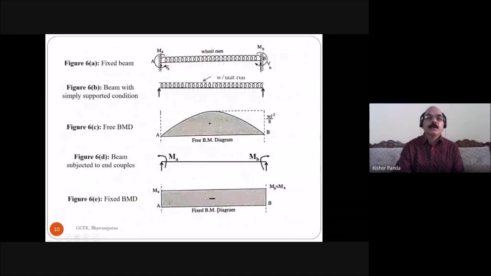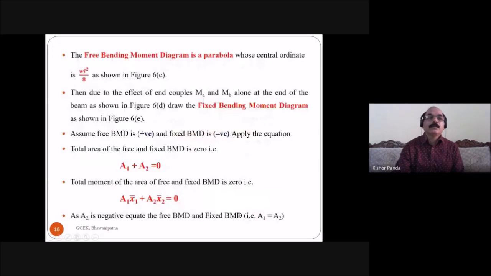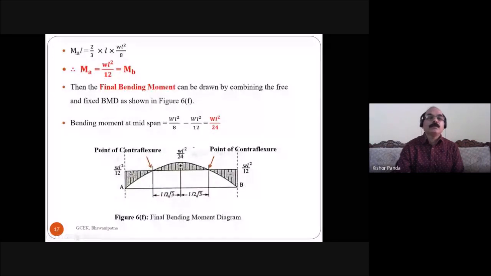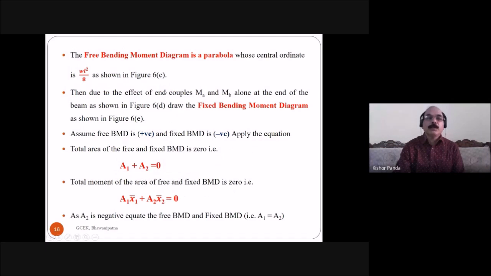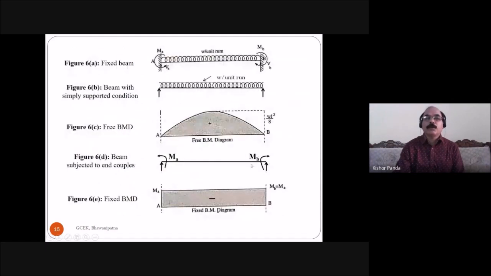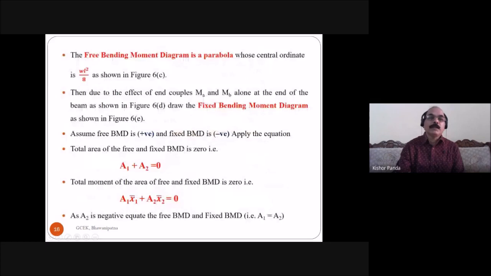Then what is the area of the fixed BMD? This is M into L, since MA is equal to MB is equal to M. So M into L, or MA into L, is equal to 2/3 into L into WL square by 8. Then after simplifying, MA is equal to WL square by 12, which is equal to MB. So here also you got the same moment, WL square by 12, using the moment area method.